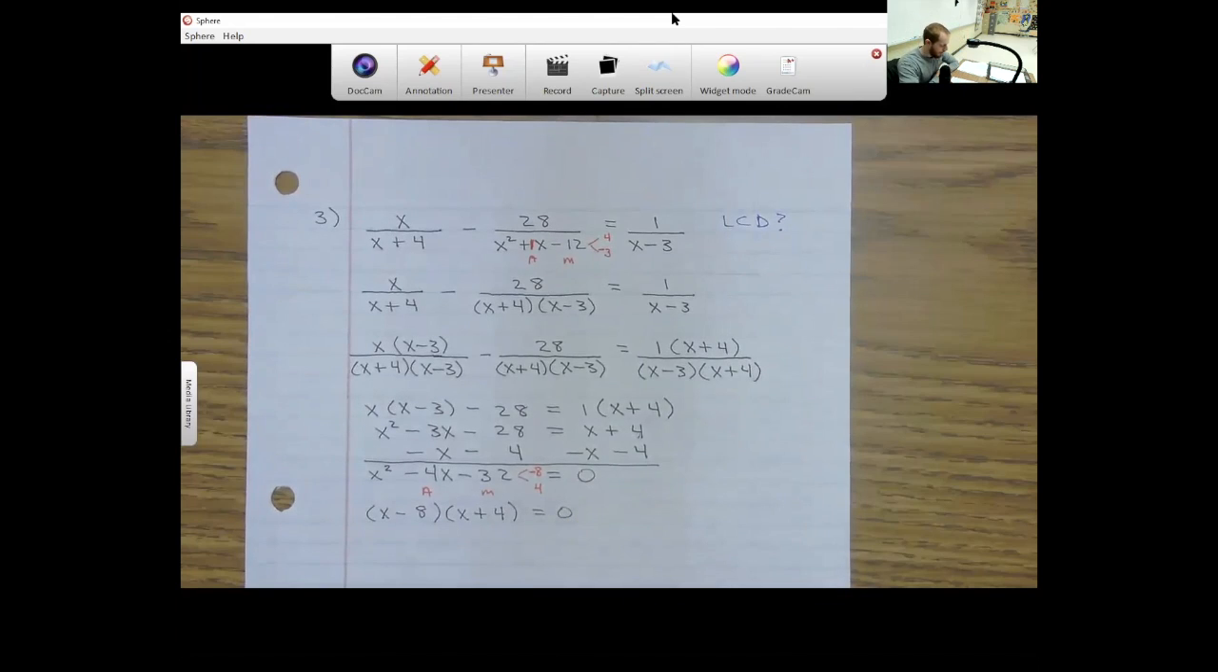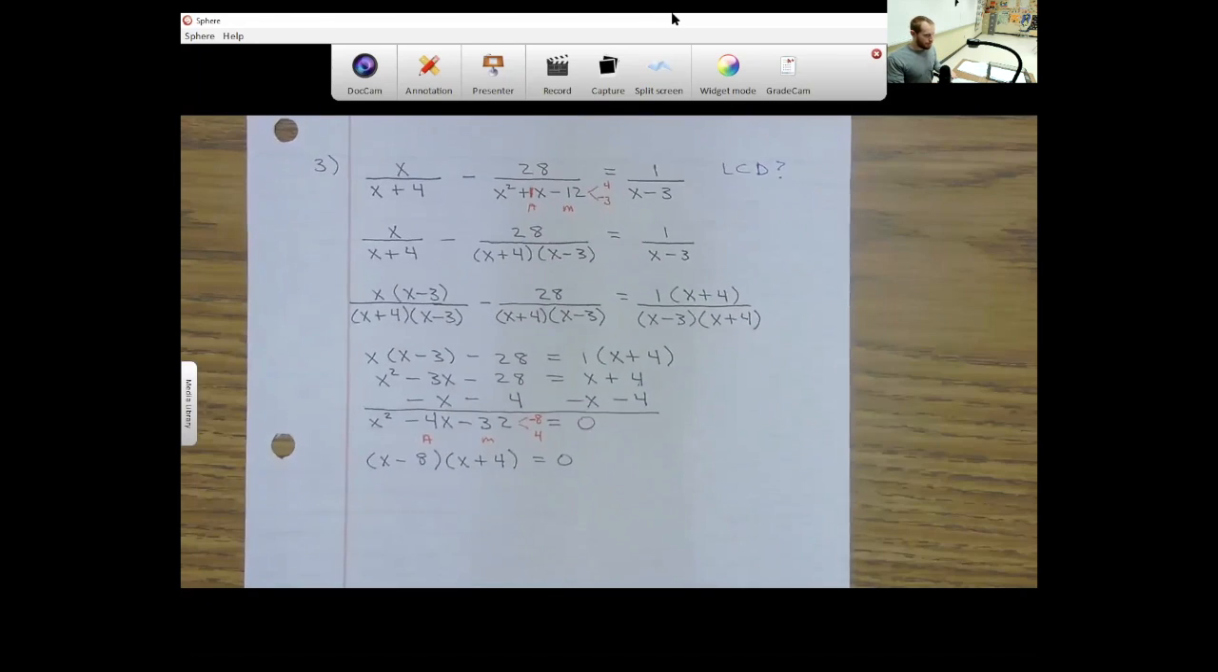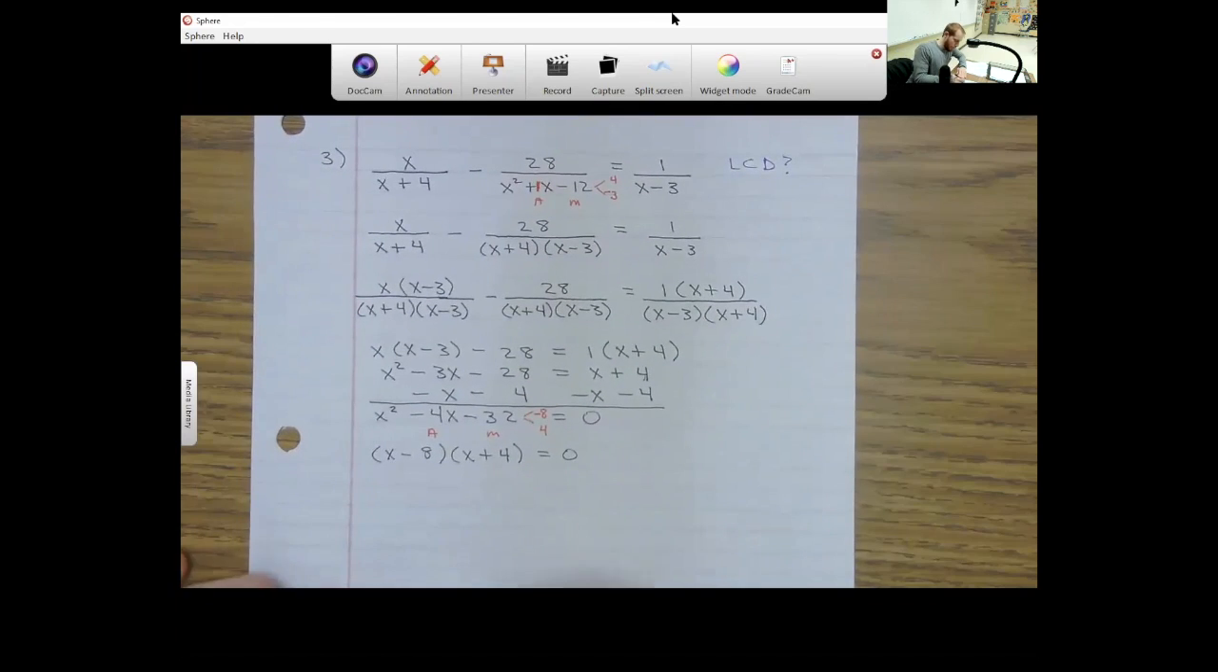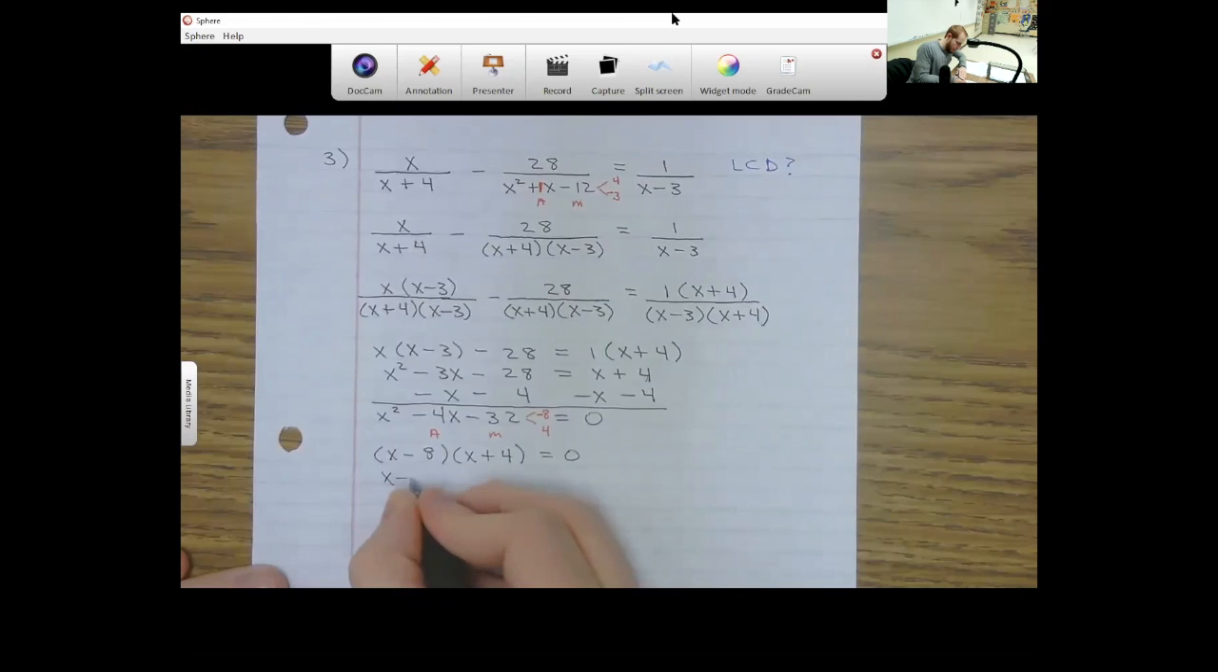Okay. So now that I've factored it, both of them are set equal to 0. So I'm going to get two different equations. I'm going to have this part equal to 0 and this part equal to 0. So let's set them up. I'm going to have x minus 8 equals 0 and x plus 4 equals 0.